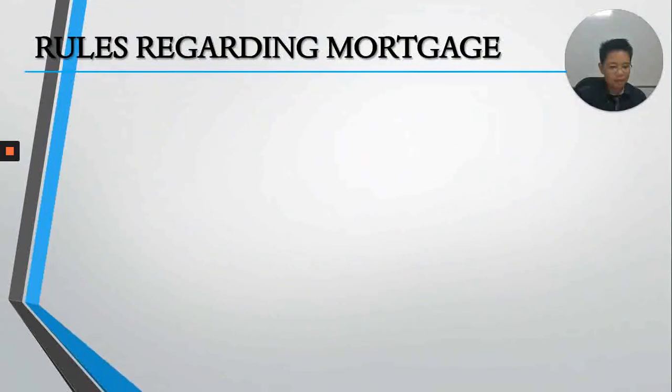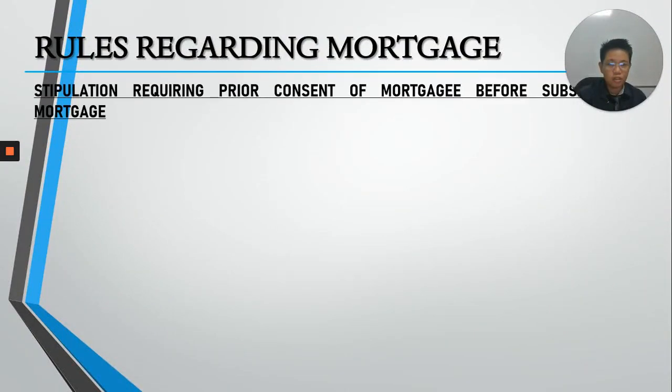What else? How about stipulation requiring prior consent of the mortgagee before subsequent mortgage? So, tandaan nyo ang isang mortgage property, immovable, pwede pang i-mortgage uli sa iba. Kasi di ba hindi naman required ang delivery. Unlike in pledge. So, pagka na-pledge mo na sa isa, hindi mo na pwedeng i-pledge sa iba. Ito pwede mong isangla as many times.